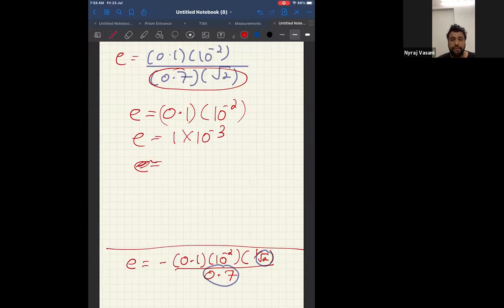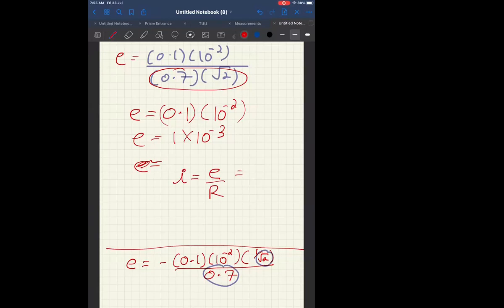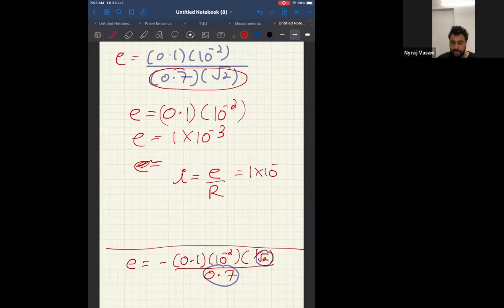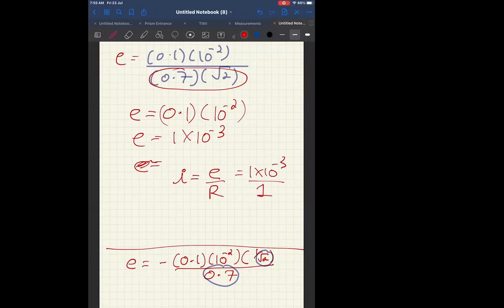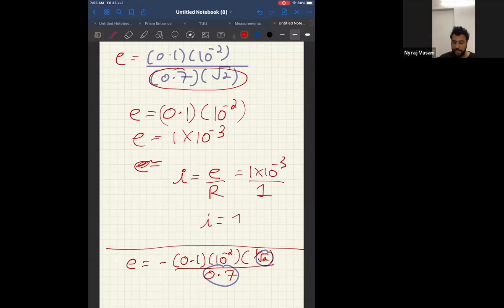Now, look at the screen, everyone. I'll finish the question. Now, can I say current in the circuit, I, will be equal to E by R? Everyone knows this formula. Current is equal to voltage upon resistance. Yes, sir. And E is nothing but 1 into 10 power minus 3 divided by R. What is R given in the question as? It is given as 1 ohm. Therefore, can I say the answer is 1 into 10 power minus 3 or 1 milliampere, which is option A. Check all of you.